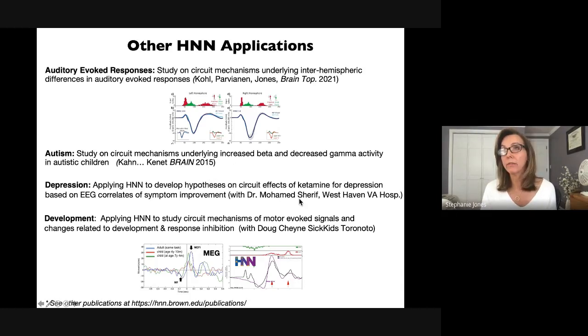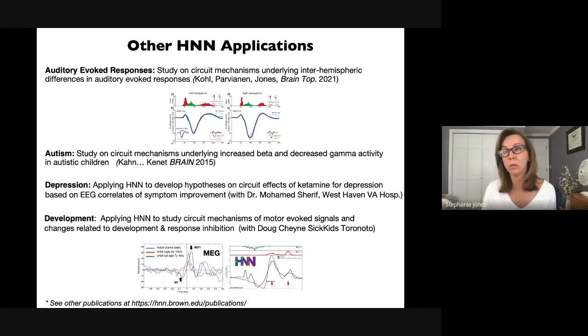Dr. Mohammed Sharif, who either you did hear from or will hear from, is using HNN to develop hypotheses on the circuit effects of ketamine for depression by looking at what ketamine is doing to the EEG signals. We're doing some developmental work with Doug Chain at Sick Kids in Toronto to see if we can understand some changes in MEG signals during development. And there's a whole list of publications using HNN on our website.